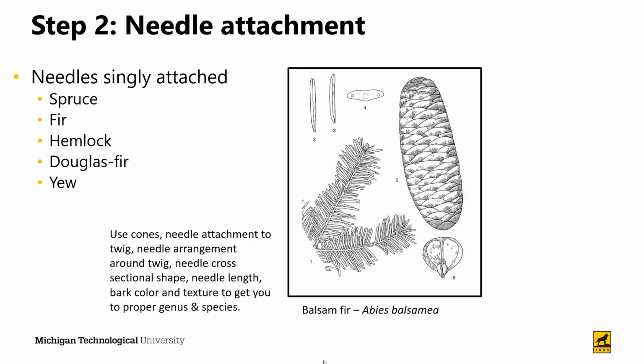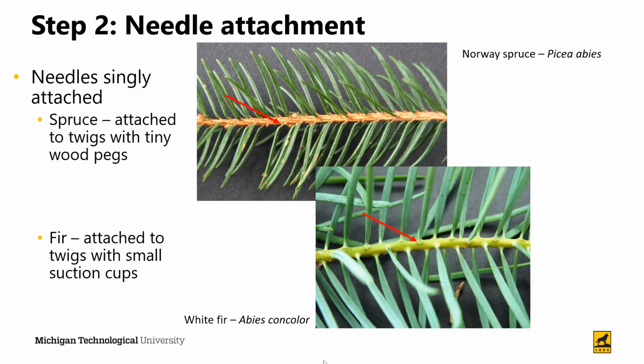Most conifers, including spruce, fir, hemlock, Douglas fir, yew, and others, have individual needles attached to the twigs. Here's a hint to help you separate spruces from firs. Look very closely at the base of a needle and take note of how it's attached to the twig. If the needle base has a tiny wood peg that is attached to the twig, it's a spruce. If the needle looks like it has a tiny suction cup attached to the twig, it's a fir.